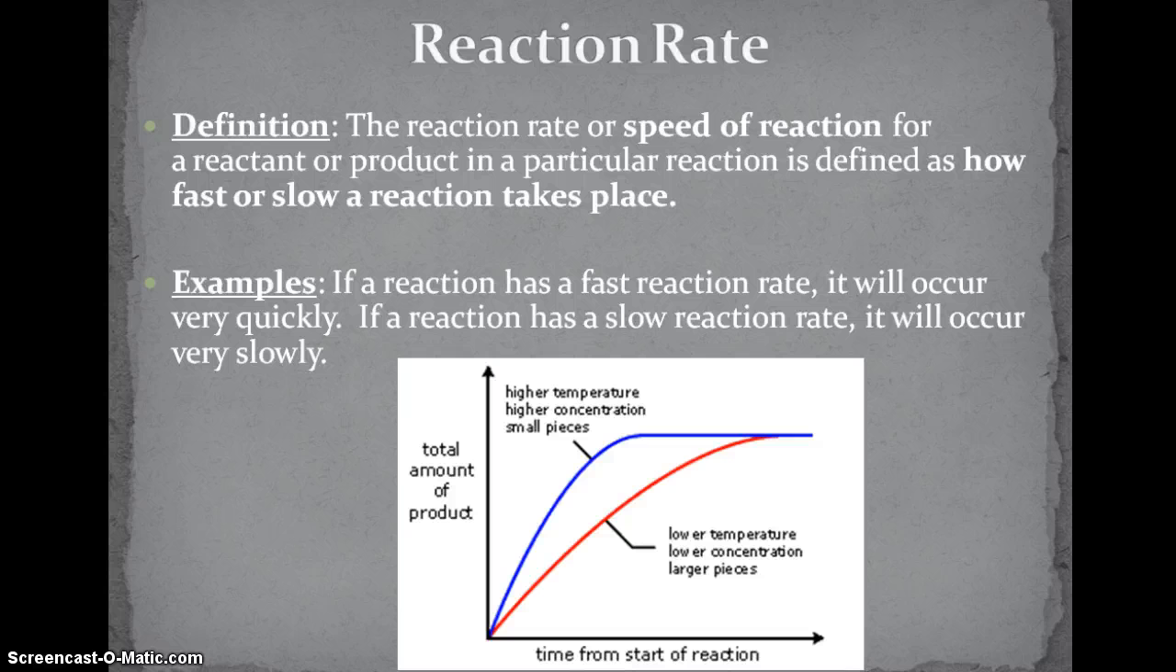Reaction rate. The reaction rate, or speed of reaction, for a reactant or product in a particular reaction is defined as how fast or slow a reaction takes place. Example, if a reaction has a fast reaction rate, it will occur very quickly. If a reaction has a slow reaction rate, it will occur very slowly. In this picture, you can see one reaction rate being slower and one reaction rate being faster.